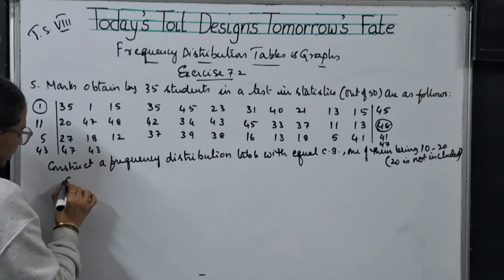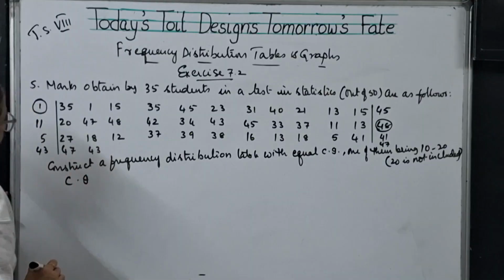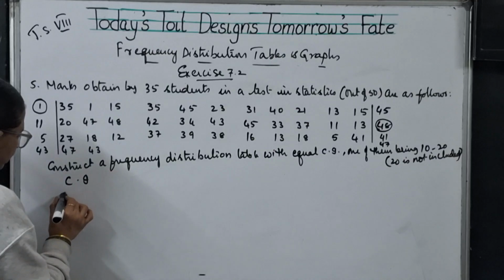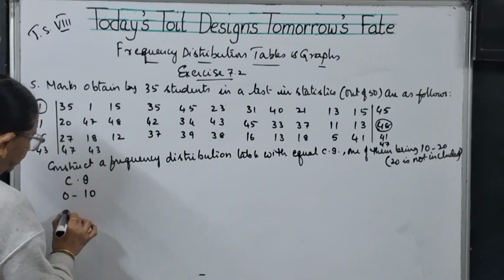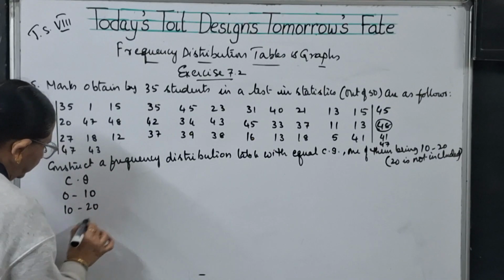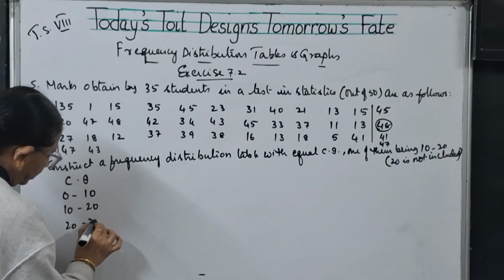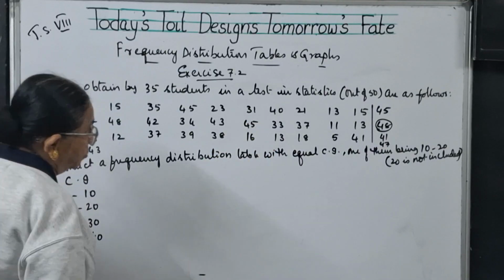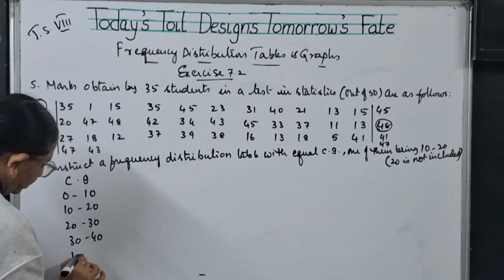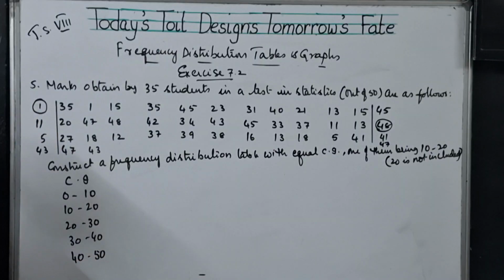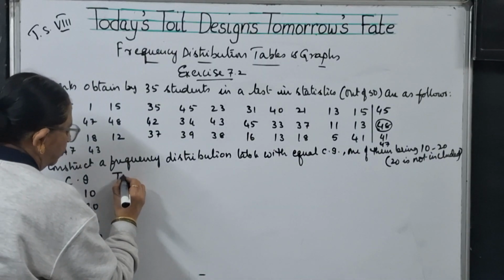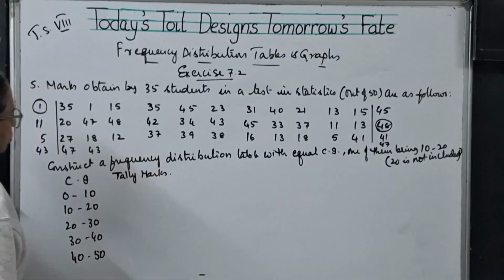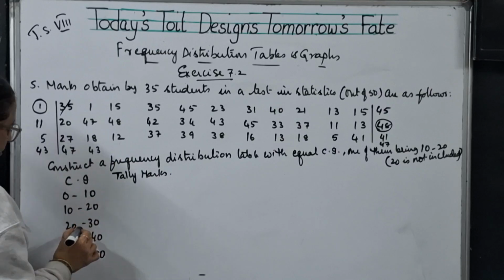So, when you are writing class intervals, they said 10 to 20, which means a group of 10, so start with 0. 0 to 10, 10 to 20, 20 to 30, 30 to 40. You have more than 40, so 40 to 50. These are the class intervals. Next, you have to go for tally marks. Already I have told you how to do it.